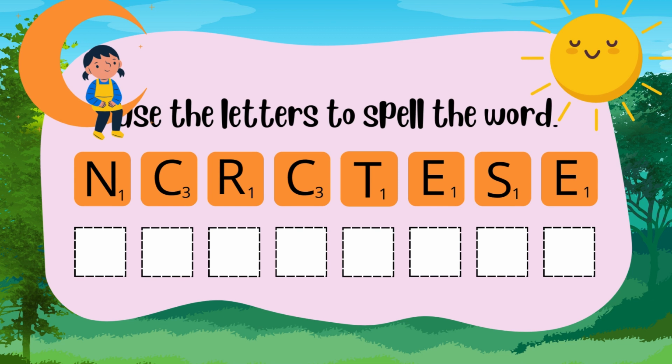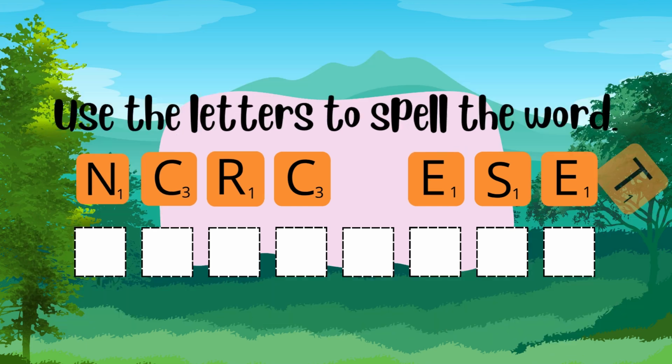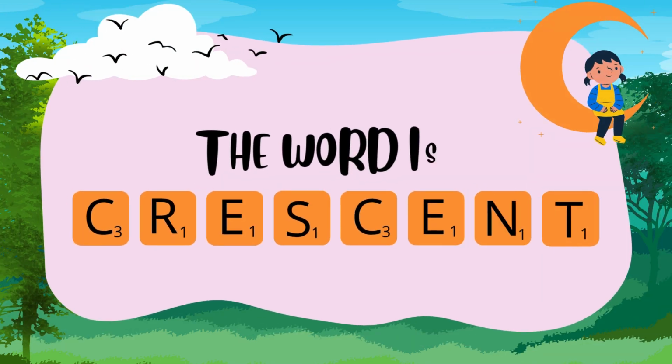Use the letters to spell the word. M C R T T E F E. Can you guess the word? Okay. The word is rocket.